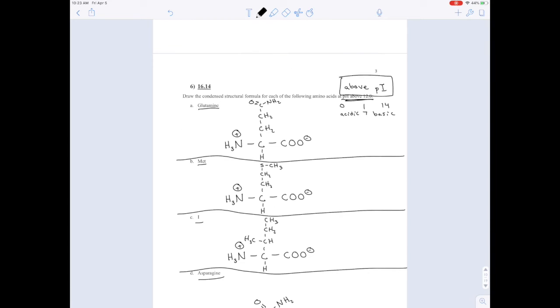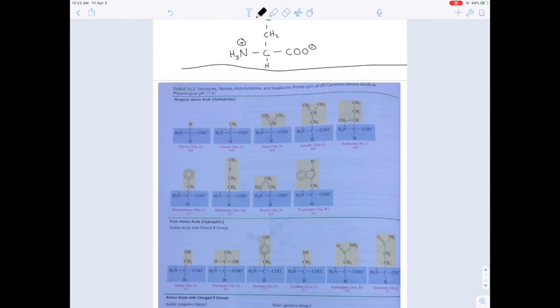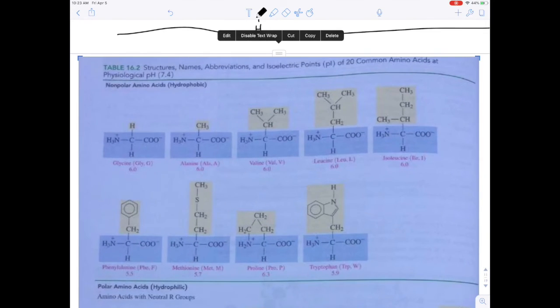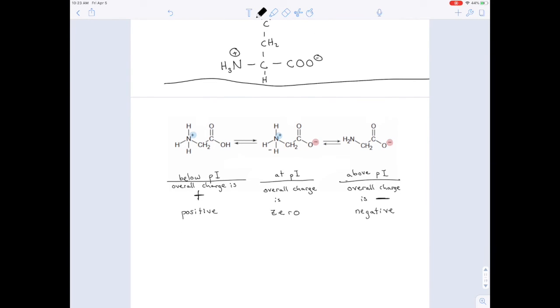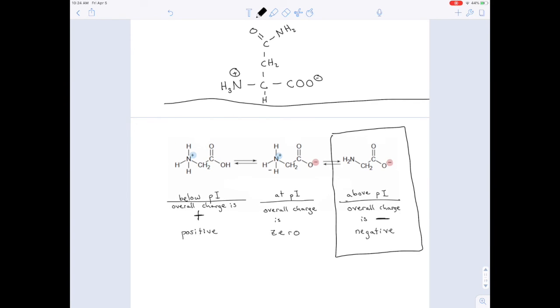Here we are above the pI. And so, remember our conclusion, the conclusion we came to in question 3. We made this little table, and we saw that above the pI, the overall charge is negative. The overall charge is negative, because if you're above the pI, then the solution is really basic. And a base accepts H pluses. So a basic solution will try to steal an H plus, and that's why the nitrogen only has 2 H's there, and the overall charge is a -1.